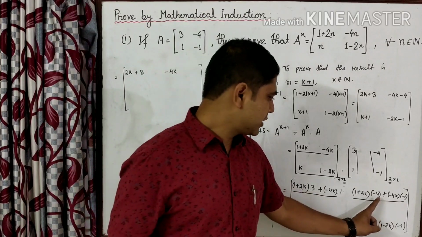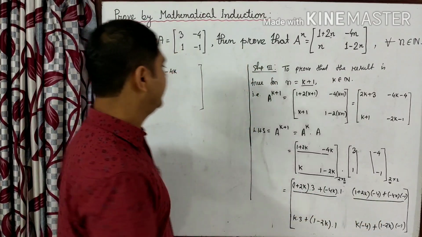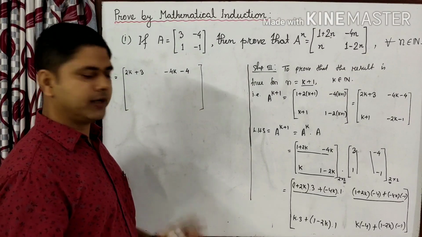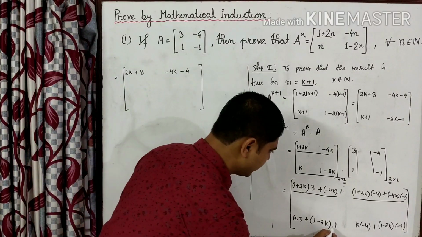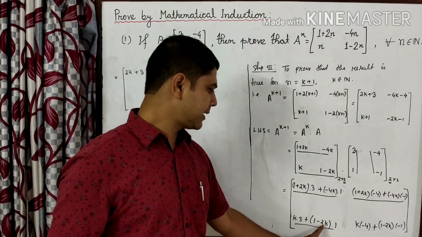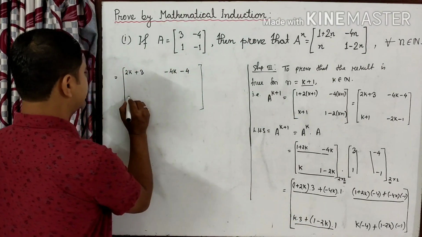Next, this one is minus 4 into 1, definitely this value is equal to minus 4. Clear this part? Next, I am going to simplify this one: 3 into K, twice K minus twice K, definitely this value is equal to K.